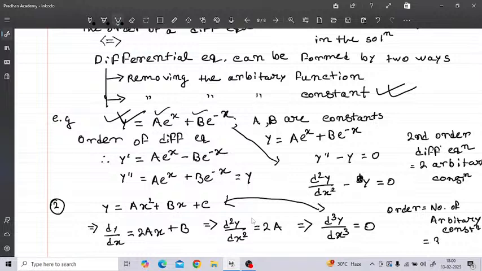So in today's class we discussed two topics: the order and degree of a differential equation, and the formation of a differential equation by removing all the arbitrary constants.